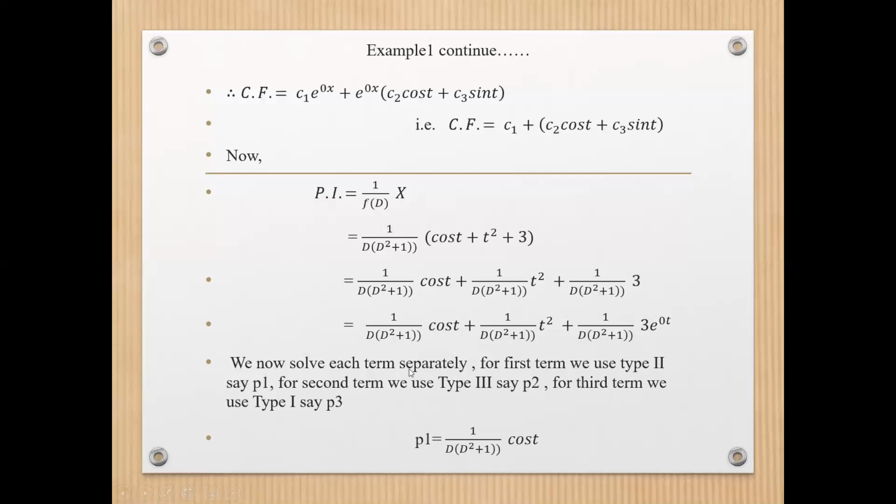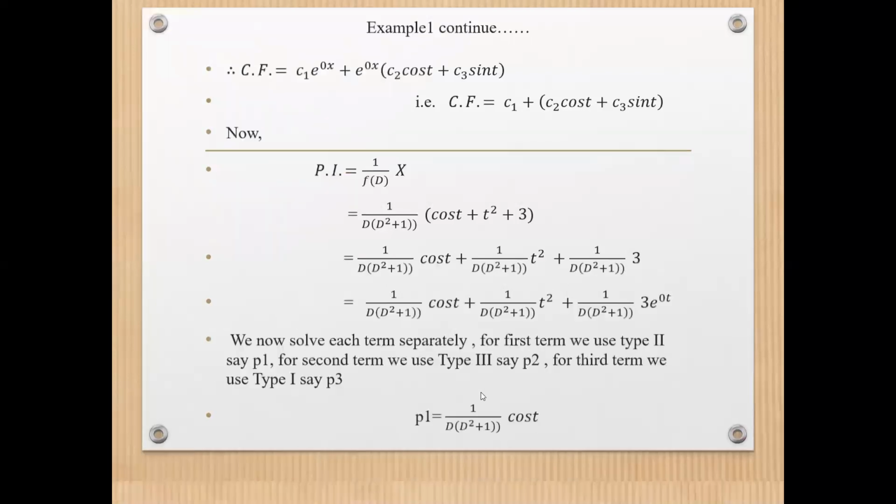For the sake of convenience, we are writing here. See, we now solve each term separately. For the first term we will use type 2, say the particular integral corresponding to this fraction is P1. For the second term, we use type number 3, say P2, and for the third term, we use type number 1, say the particular integral is P3.